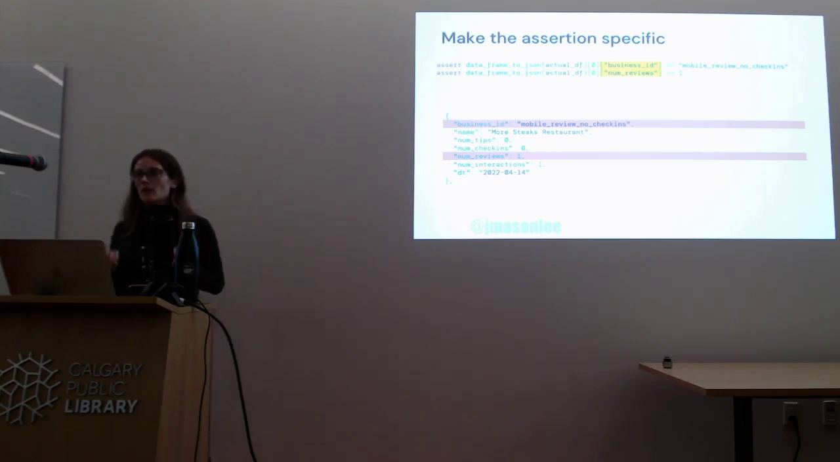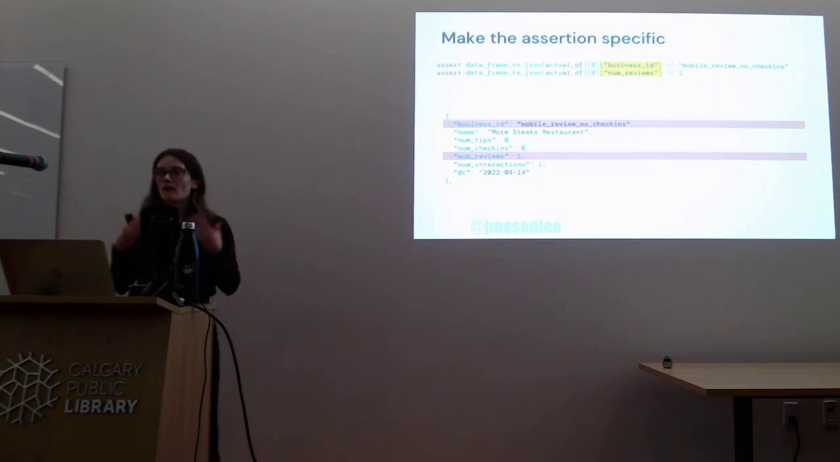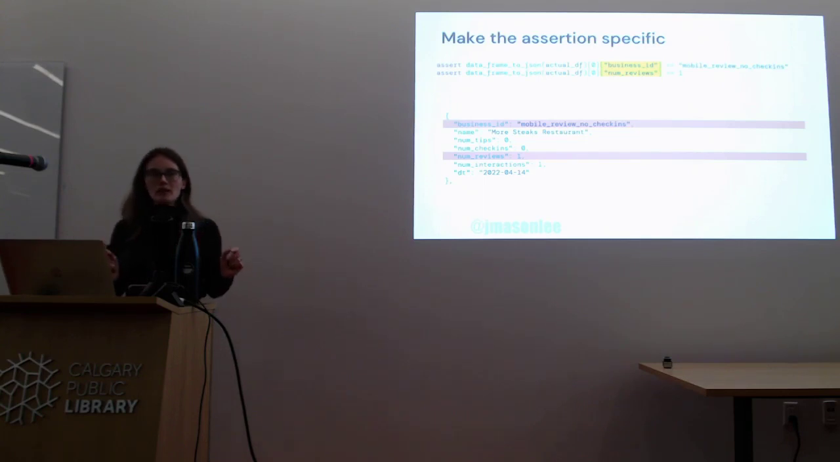So I want the business with a mobile review no check-ins ID to have one review. This assertion is now so specific that the only way it fails is if the behavior that I care about, the behavior that I'm testing with this test, breaks.